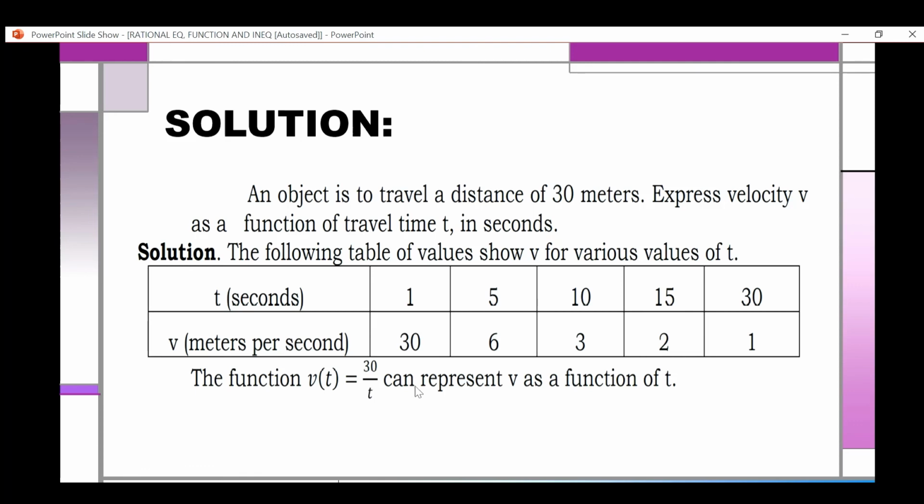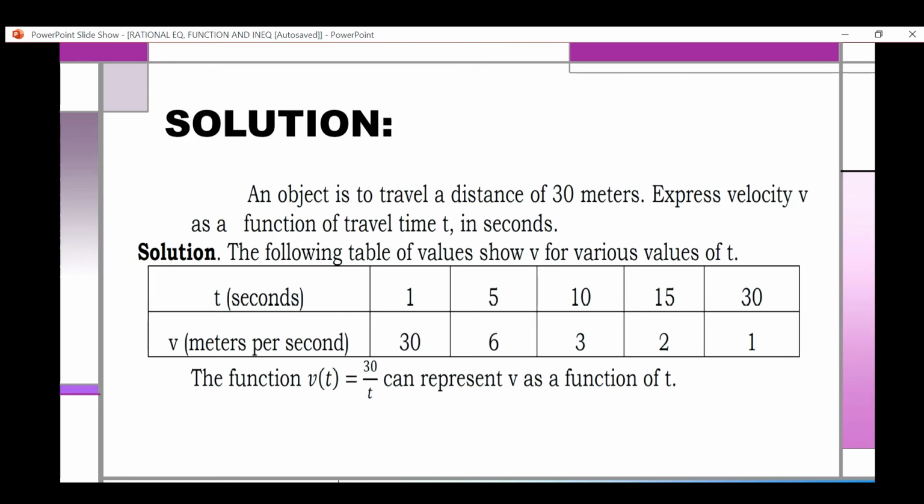And then, generate tayo ng velocity natin at 1, 5, 10, 15, 30. Okay. So, substitute lang natin dun sa equation natin. 30 over 1, that's 30. 30 over 5, that's 6. 30 over 10, that's 3. 30 over 15, that's 2. And 30 over 30, that is equal to 1.